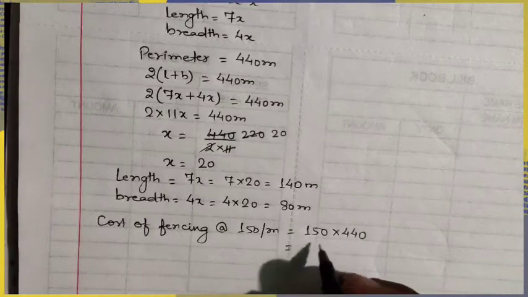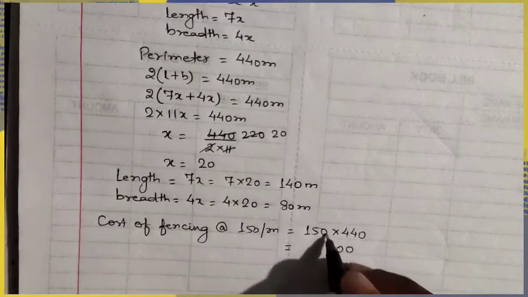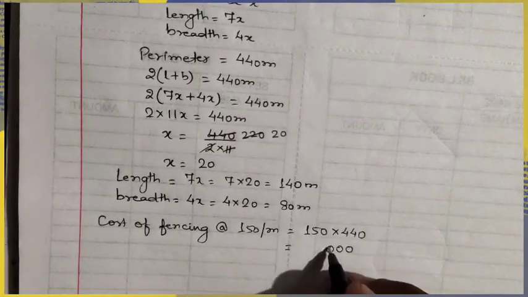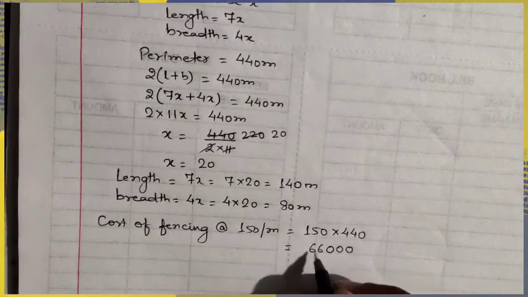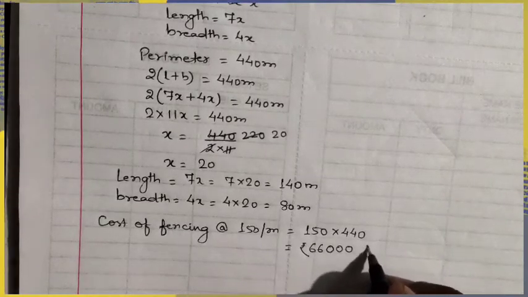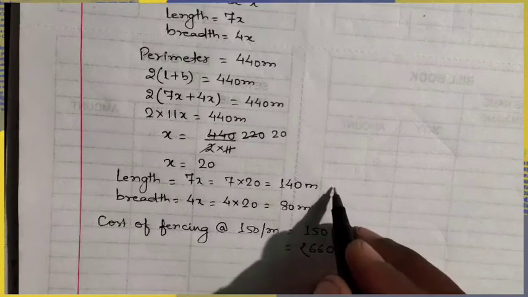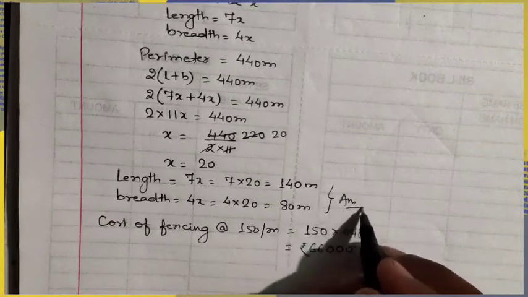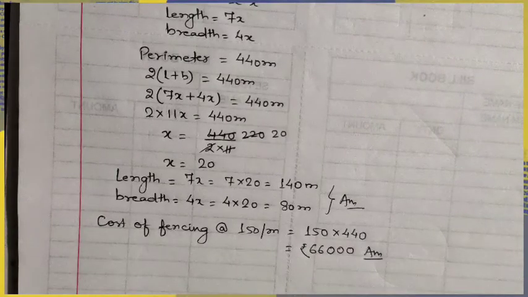We will calculate it. 0, 0, 2, 0 we have kept. 15 times 4 is 60, carry 6, 60 and 6, 66. The cost of fencing the boundary will be 66,000, and length and breadth, this will be your answer. Hope that this question is also clear to you all.